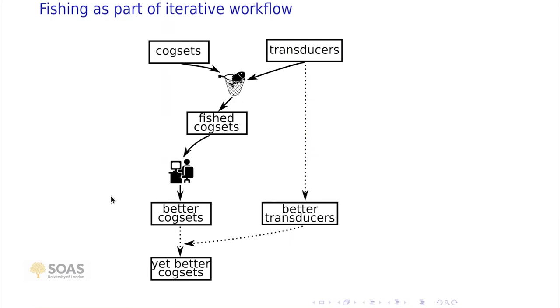Okay, so here's the idea. We're trying to build an iterative workflow which allows you to work on one of the two parts of the bipartite hypothesis. When you get better transducers, it can help you to fish cognates, and also transducers kind of contribute directly to the UI. So you are helped and spoiled by the transducers to create better cognates, which maybe can be used to create better transducers.